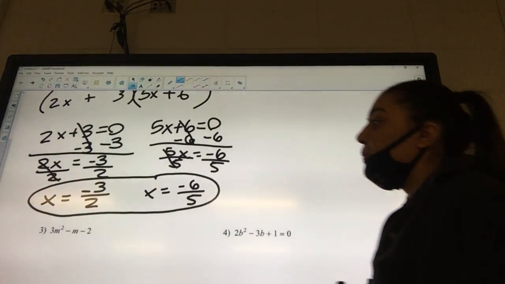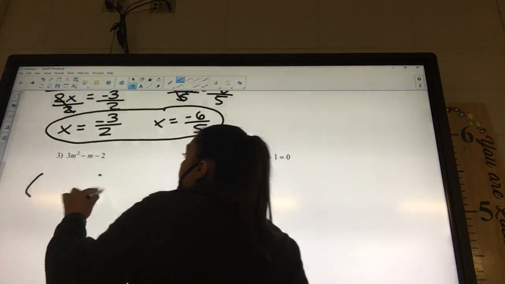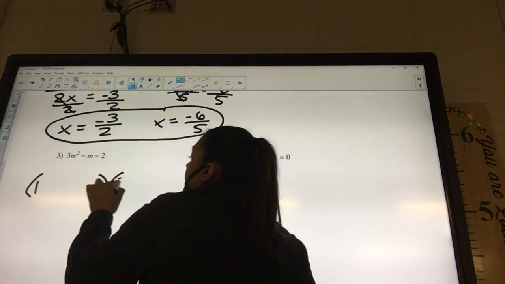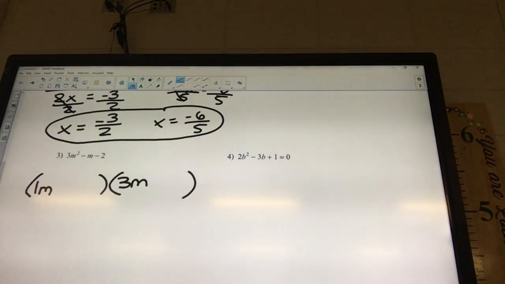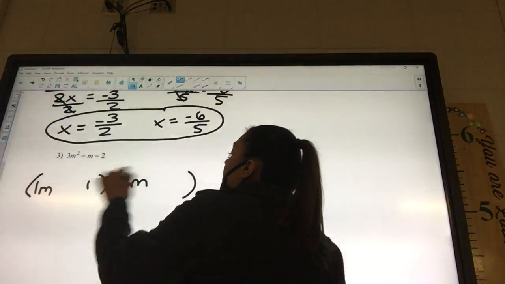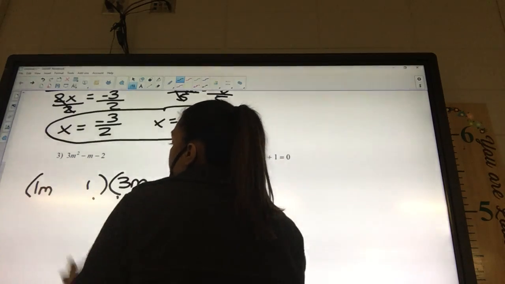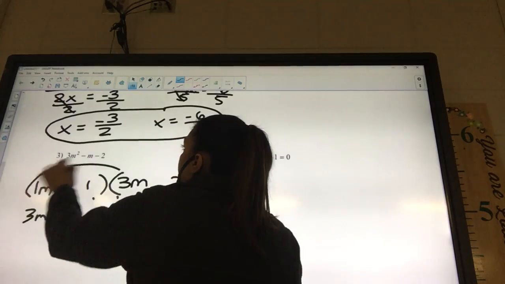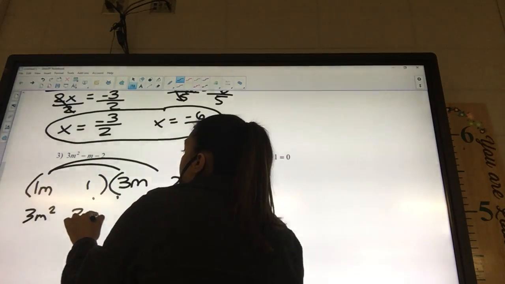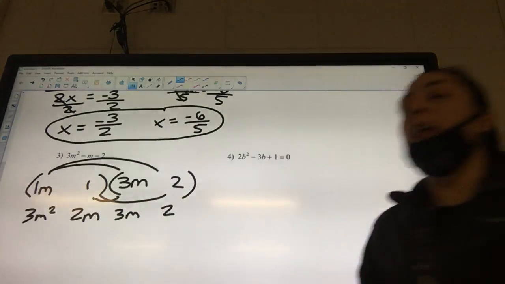Look at 3m squared minus m minus 2. What are some factors of our first number? 1 and 3, m and m. What about the 2? Do you want to do 1 then 2 or 2 then 1? 1 and 2. What are you going to get for the inner? 3 and 2, and a 2 on the outside. Yep. So we're going to have 3m squared, 2m, 3m, and a 2. How could I get a negative 1m?